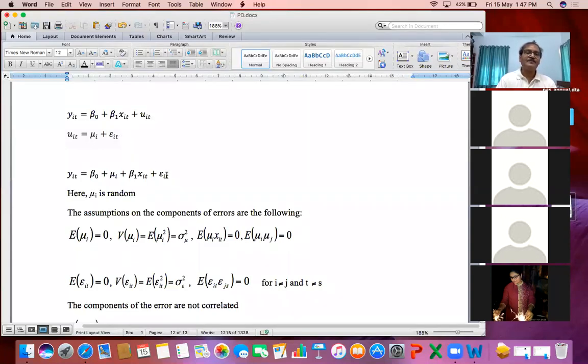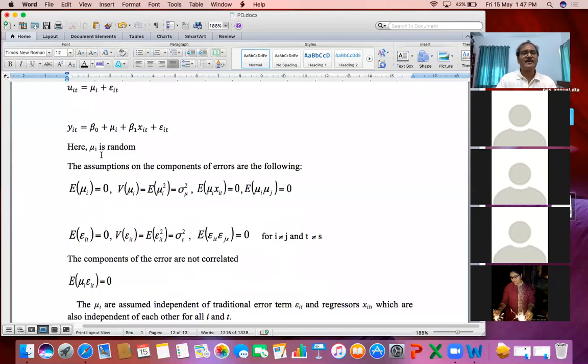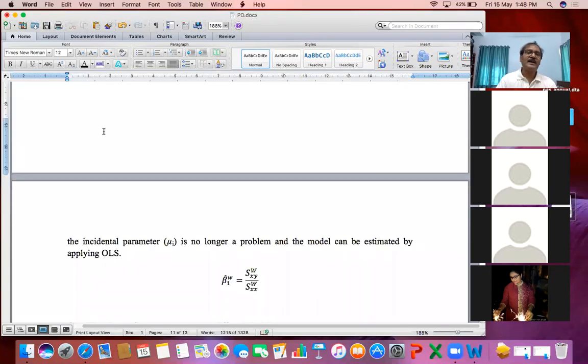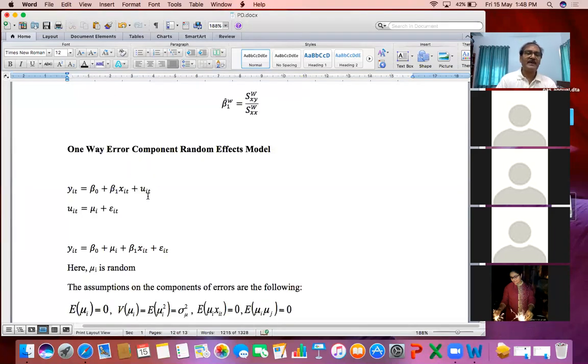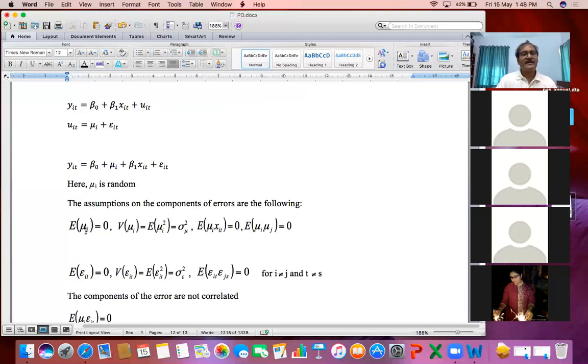Now let me assume the randomness of μ_i in this way. So μ_i is random. μ_i follows some distribution, and its mean value is 0. Expected value of μ_i is equal to 0. And this condition is similar to the normalization condition we have mentioned earlier. So this condition is similar to the zero mean condition: mean value of the error is 0.